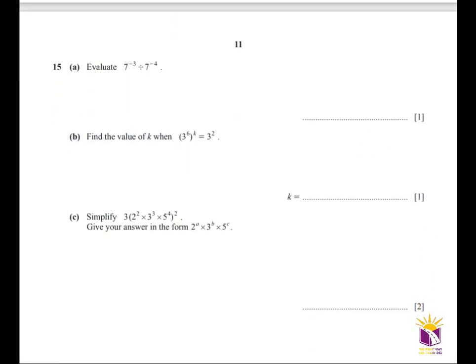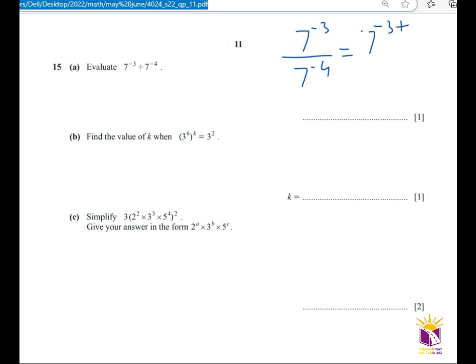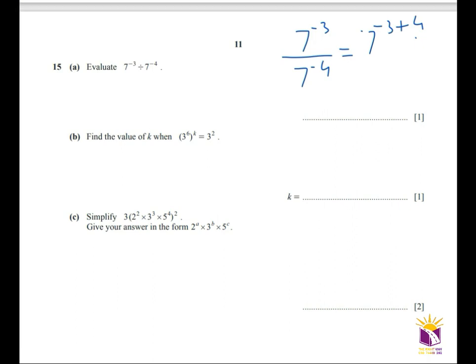Question number 15. Evaluate 7 power minus 3 divided by 7 power minus 4. First of all, I am writing it like 7 power minus 3 divided by 7 power minus 4. When the power from the denominator moves toward the numerator, its sign changes. So it will become 7 power minus 3 plus 4, which will be equal to 7 power 1. So my answer is 7.